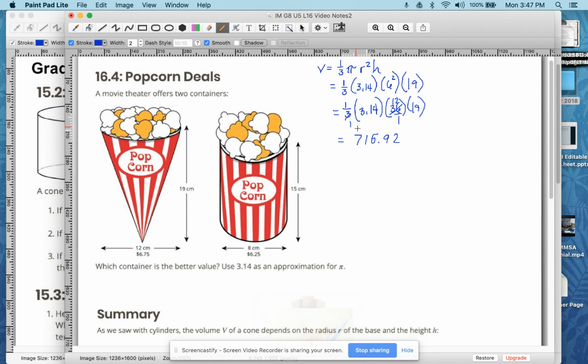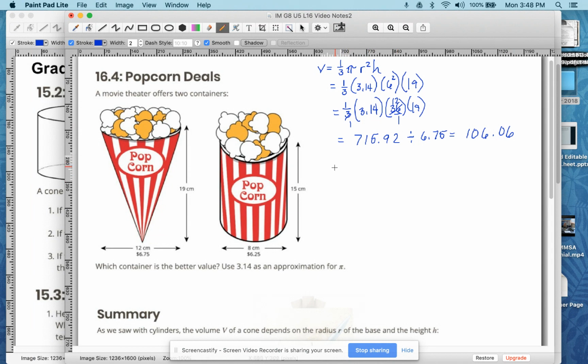So that's the volume of the cone, and you need to take that volume and divide it by the price they're charging. They're charging you $6.75 for that cone. So how much is it for 1 unit of popcorn? I guess 1 centimeter worth of popcorn, it would be 106.06.